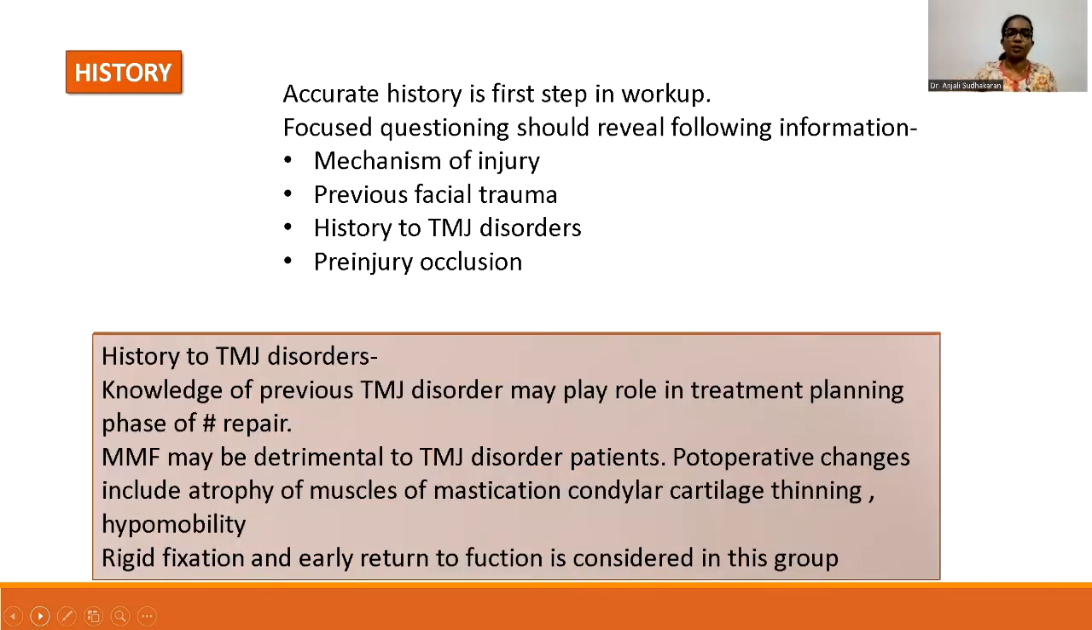Now, the history of TMJ disorders. Why do we need to know the history of temporomandibular disorders? Most mandibular fractures are treated with maxillomandibular fixation. That means immobilizing the mandible for a certain period of time. A patient with a pre-existing temporomandibular disorder may find this very difficult because there can be atrophy of the muscle, condylar thinning, and hypomobility, which can worsen their TMJ disorder, and rigid fixation is considered better in this group.